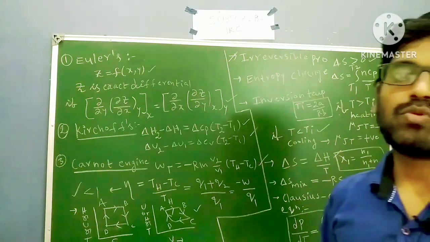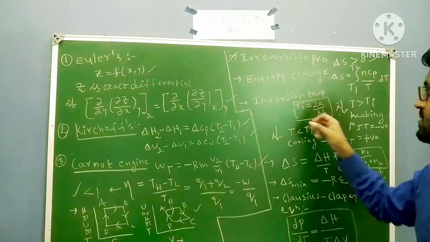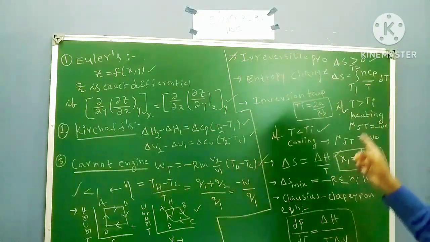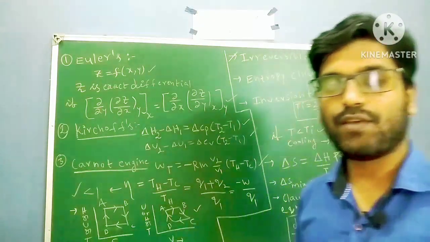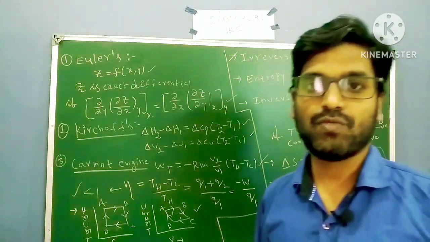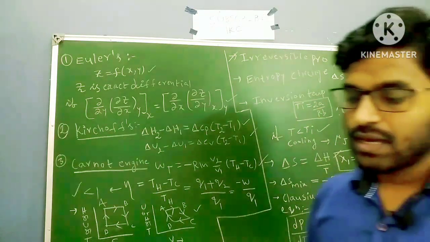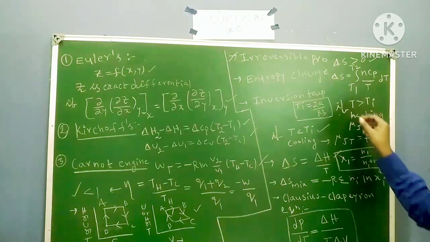The examiner will give you the A and B values, and you have to use this formula to calculate the inversion temperature. This is the Joule-Thomson experiment. If the experimental temperature is greater than the inversion temperature, then heating takes place.